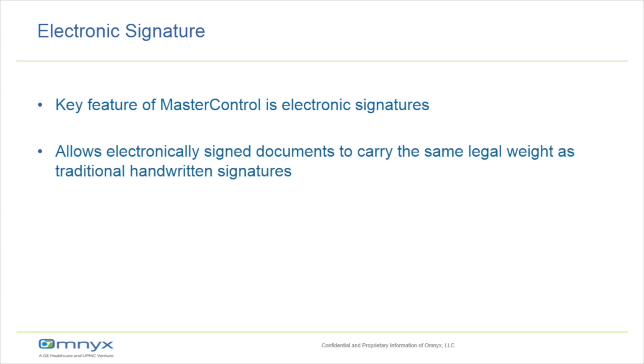A key feature of Master Control is electronic signatures. Electronically signed documents carry the same legal weight as traditional handwritten signatures. In Master Control, electronic signatures are also used to complete training tasks.